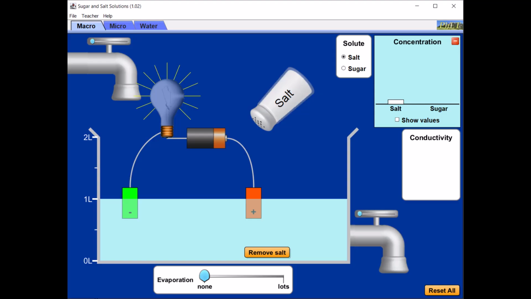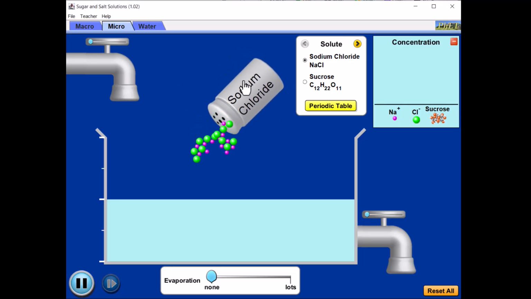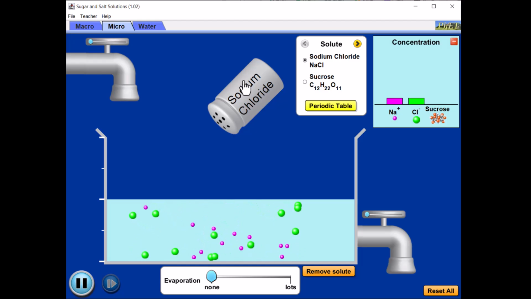In order to understand what's happening and why this is different, we actually need to go over to this micro tab. Let's add some sodium chloride to the solution. Here we can see those crystals of sodium chloride drop into the solution. And once they get there, what we see is that it breaks down into the ions. So the ions of sodium and the ions of chloride separate. It would be good to think about how this actually would then influence the ability of this solution to conduct electricity.